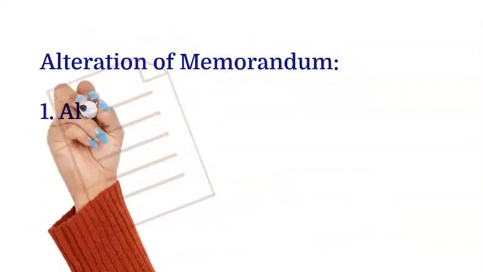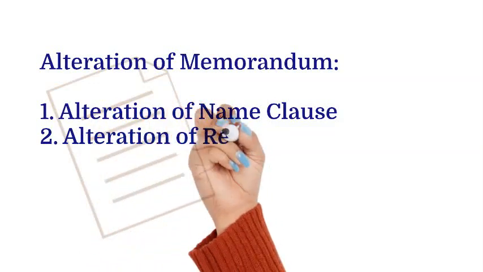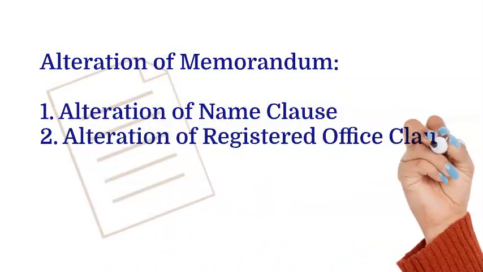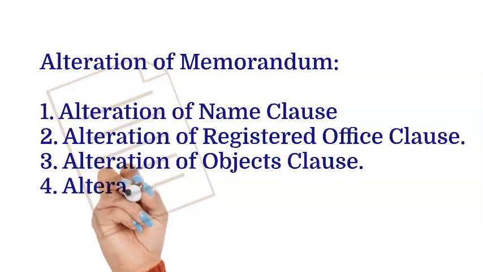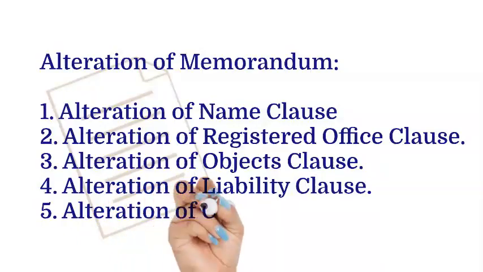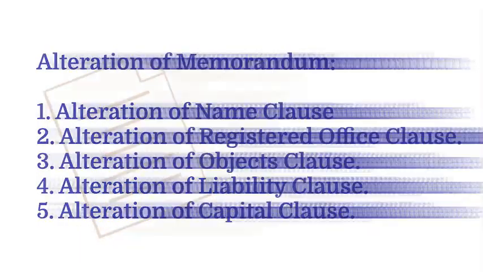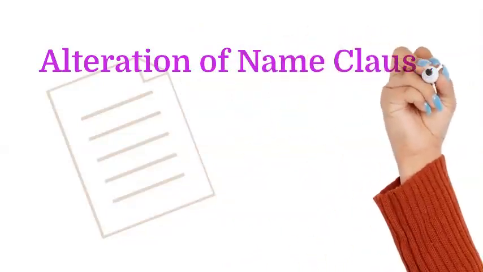Alteration of memorandum may take place in different ways: alteration of name clause, alteration of registered office clause, alteration of object clause, alteration of liability clause, and alteration of capital clause. First, we will discuss the alteration of name clause.